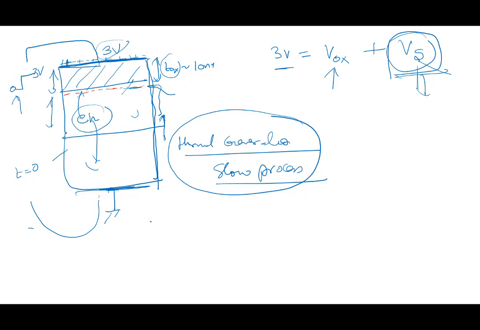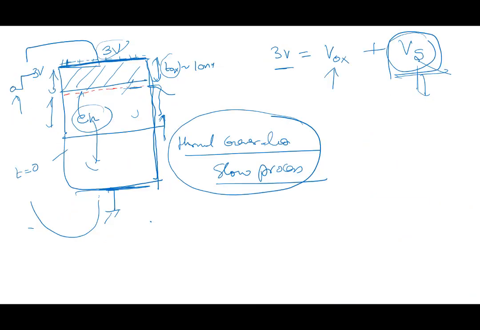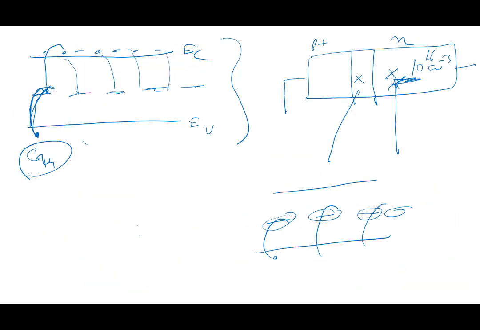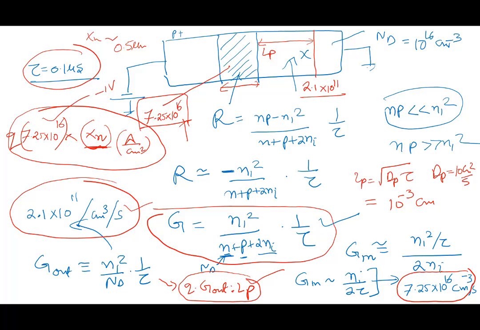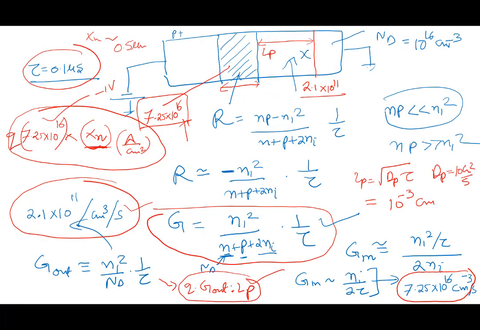So now note, how much charge do I need? 5.4 into 10 power 12. I need this much charge. These many electrons I need for the inversion layer to form. What is the thermal generation rate? Well, we calculated it, right? We calculated it as 7.25 into 10 power 16 inside the depletion region.